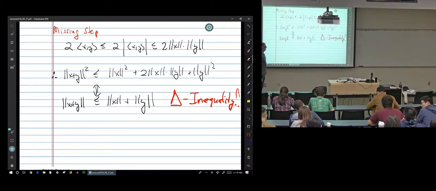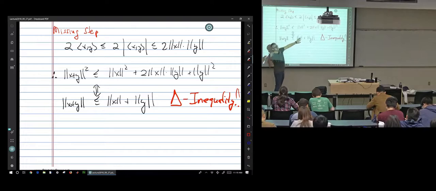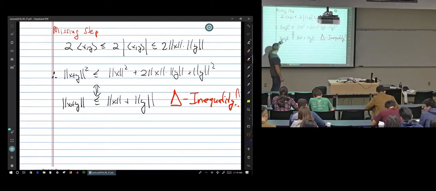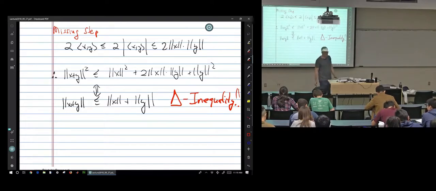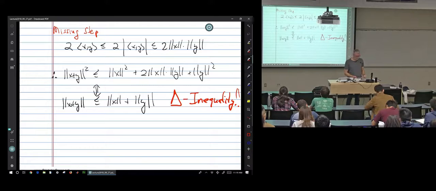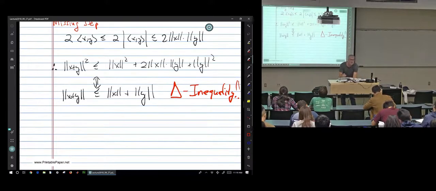The other 2 things to check are easy. Does the norm of x equal to 0 imply x equals 0? Well, the only vector whose inner product with itself is 0 is the 0 vector. So done. And then if I do 3 times x, how does that work? It follows from the definition as well. Life is good? Okay.